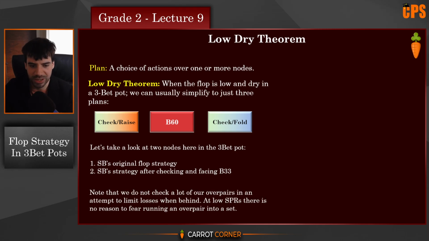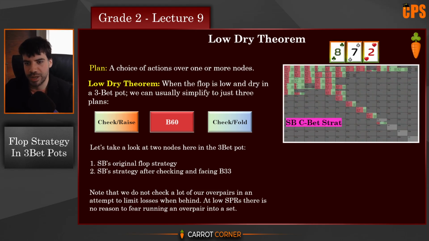Note that we don't need to check a lot of our overpairs in an attempt to limit losses. That's not what we're doing. At low SPRs, we're actually trying to rush pot growth by checking, paradoxically, because checking facilitates check raising, and that's a much more acute way of accelerating pot growth. So in 8-7 deuce, this is our small blind c-bet strategy.